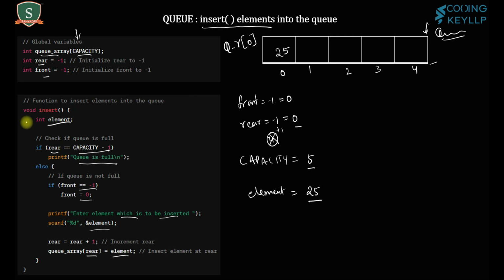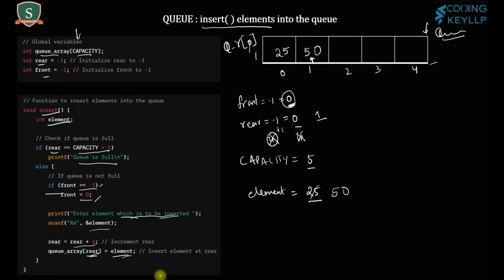Now consider we are calling insert method again. Now what happened? Again element, a new variable will be created. Then rear is equal to capacity minus 1. So rear is equal to what? 0. Is 0 equal to 4? No, the condition failed. Then it comes to if front is equal to minus 1, front is equal to 0. Is front equal to minus 1? No, currently the front value is 0. Enter the element which needs to be inserted. Consider I am entering the value 50. So now what happens? 50 will be updated here with the support of Q array rear, and by incrementing the rear value it becomes 1. Q array of 1 is equal to element, where we are updating the value 50 here.